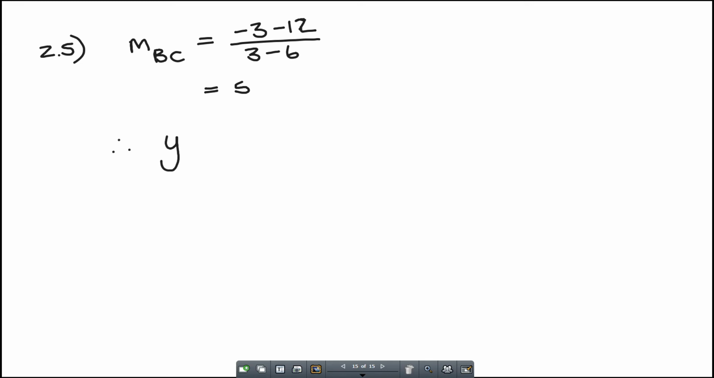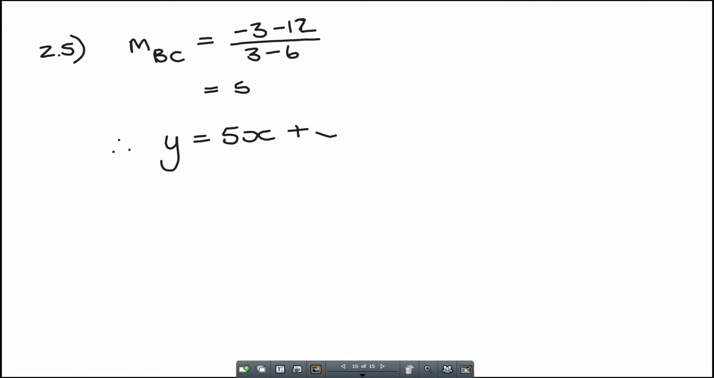Okay, laaste enetjie. 2.5. At 2.5, they want the equation of the line BC. Okay, so ons moet begin deur eers die gradiënt te kry van BC. So my verskil in A, over the difference in X, so 3 minus 6. Please make sure your order there is the same at the top and the bottom. Okay, so dit vereenvoudig kry ek 5. Right, so far my equation looks like this. Y is equal to 5x plus C.